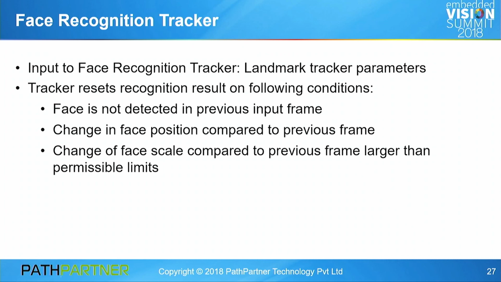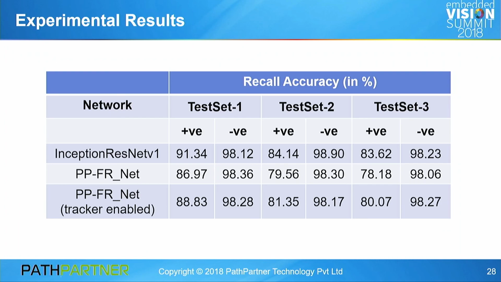With this, let us look at where our accuracy number stands. By introducing the face recognition tracker, we are able to come up with a stable face recognition solution. As you observe, by enabling the tracker, there is an improvement of 2% over the PPFR net.